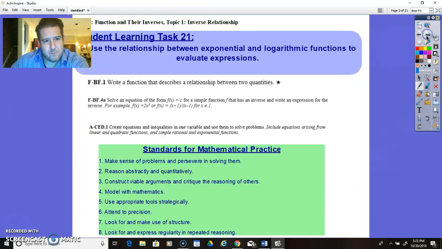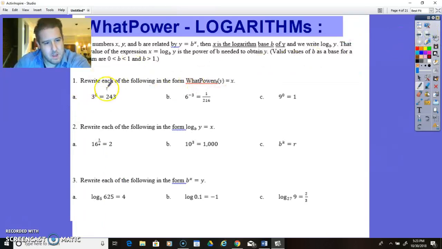All right, so as I mentioned before, we're going to talk about exponential and logarithmic functions and evaluate expressions with them. In this first activity, this is just to get us to understand what a logarithmic function is. Logarithmic functions are basically like saying what power. So we're saying, what power of 3 is 243? And the answer is 5.